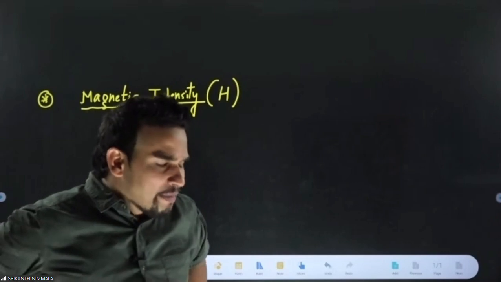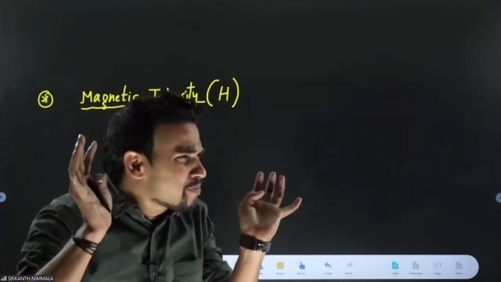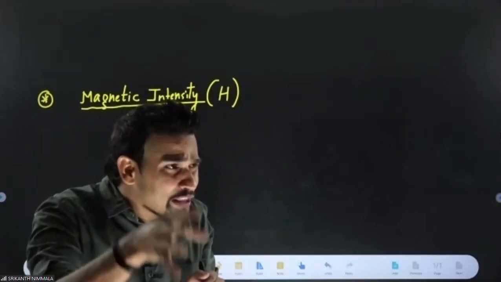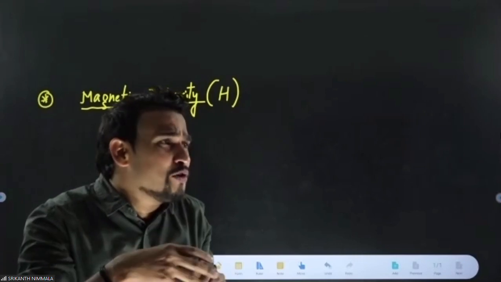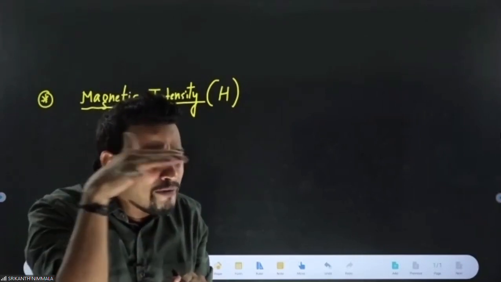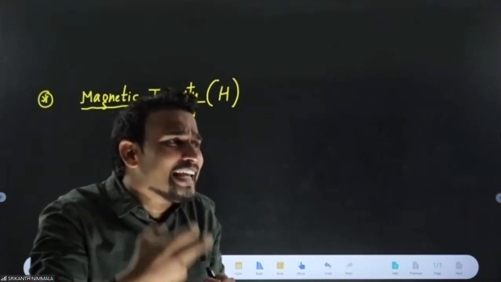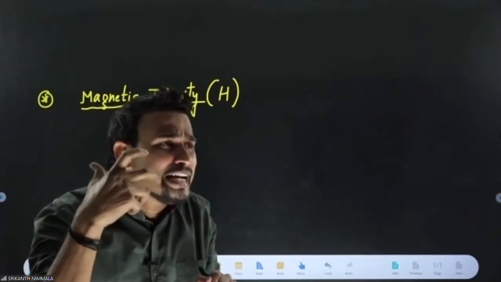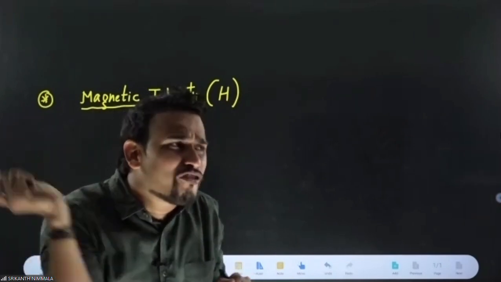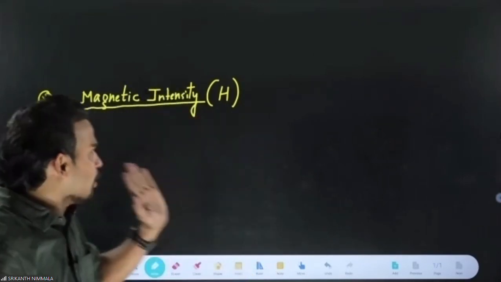So always remember, if you want to produce magnetism in the body, will it produce by itself? No. For that, what will you do? You will apply one external field. Associated with that external field, we have a quantity. That quantity is magnetic intensity H, whose other name is intensity of magnetizing field or force. So that is the meaning of H. We'll again talk about this H later on.